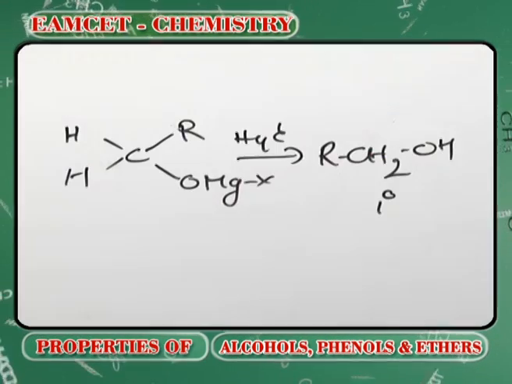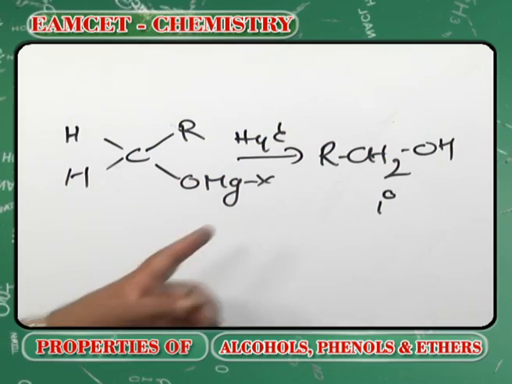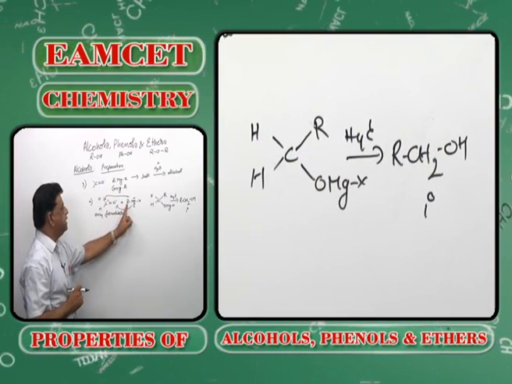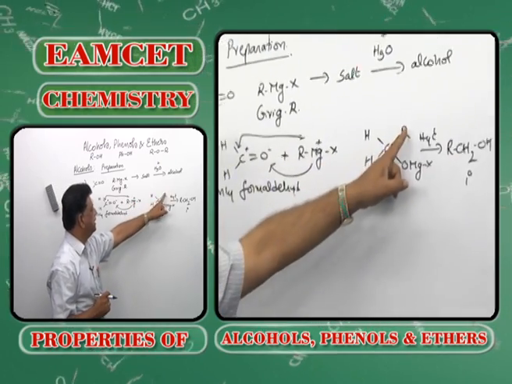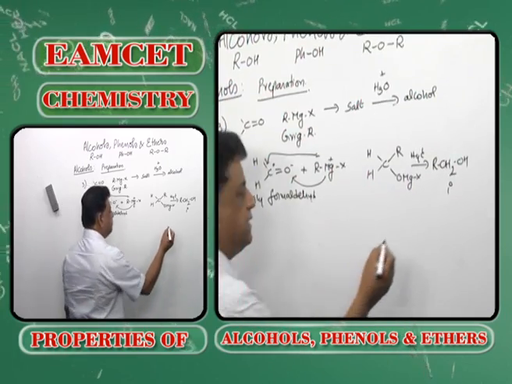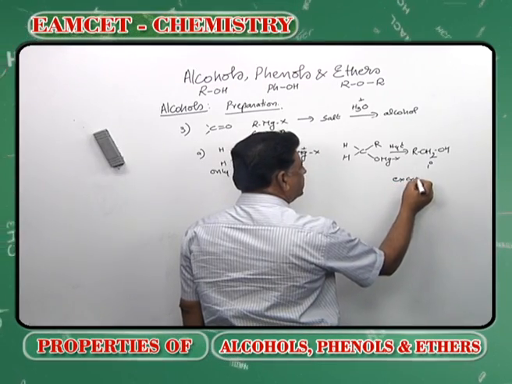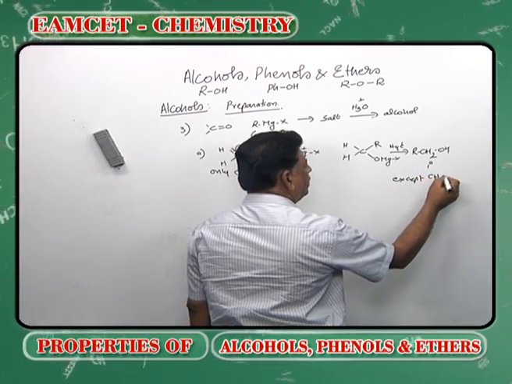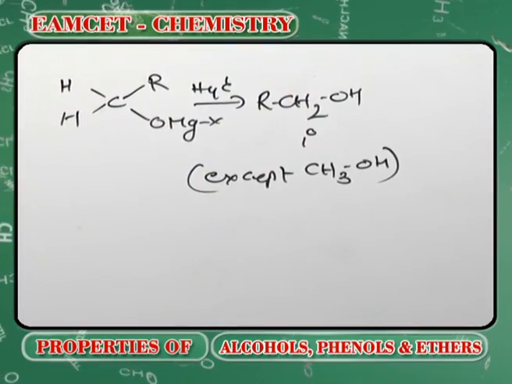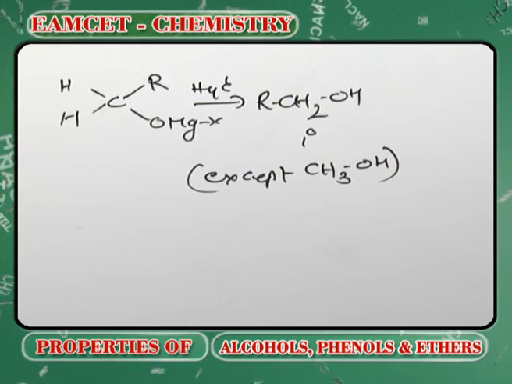Now, tell me, if you want ethyl alcohol, what is the method? You take formaldehyde, add methyl magnesium chloride. The methyl plus 1 more carbon, you will get 2 carbons. In this method, except methanol, all types of 1 degree alcohol can be prepared. All types of 1 degree, the exception is only for methyl alcohol.